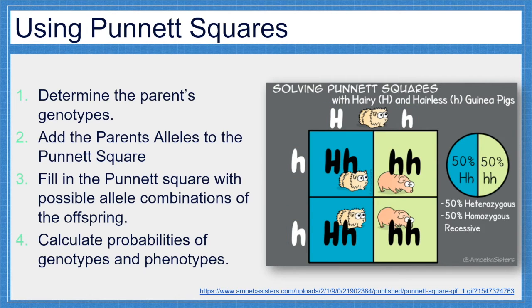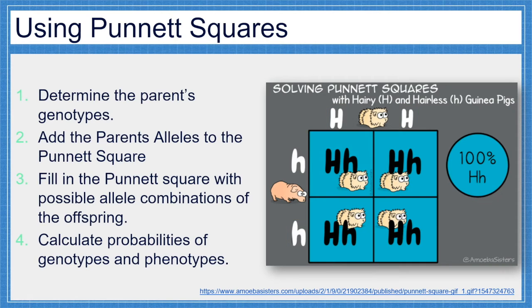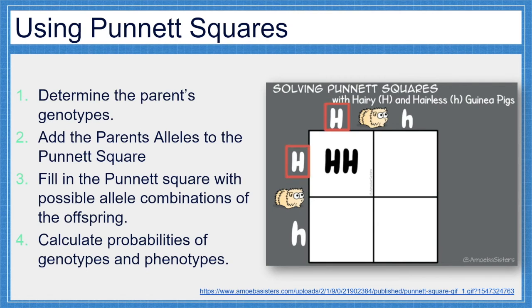So generally with Punnett squares, you need to determine your parents' genotypes. Okay, you can't go anywhere really without knowing the parents' genotypes. Sometimes you might get a question where you will know all the offspring or the possible offsprings, and so you might have to engineer it backwards to work out what the parents were. But most of the time you need to start with the parents' genotypes. You're going to add their alleles to the Punnett square.